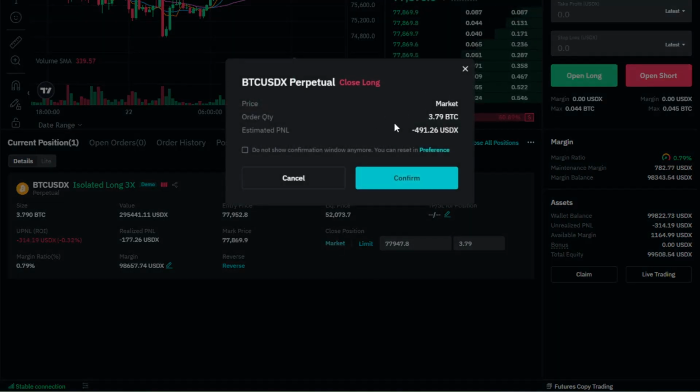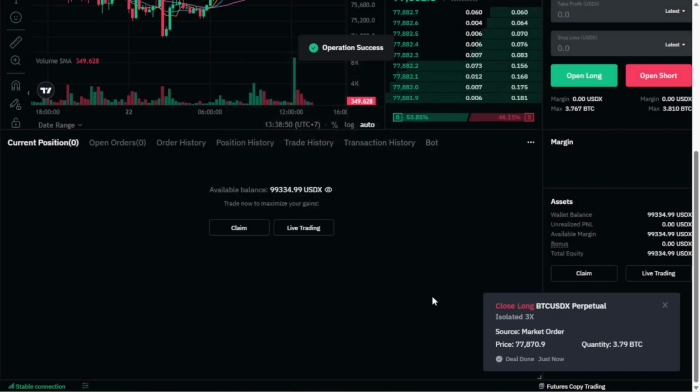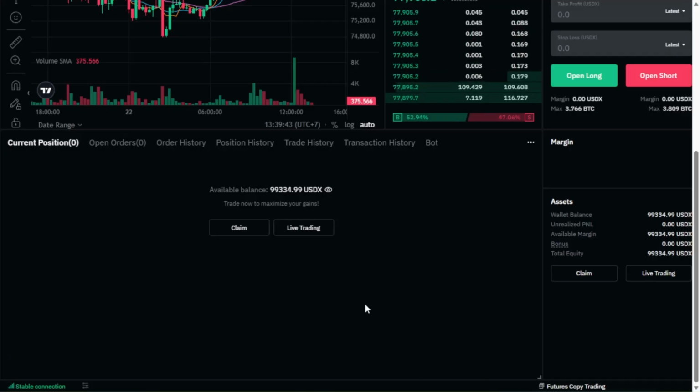We can see in this short amount of time that our trade was open, we lost a little bit of money, about $500. We can confirm this trade, and we have closed our BTC 3x long. We see we have 99,335 virtual tokens left. Once you get down to 10,000 tokens, you can claim more again and get back to 100,000.